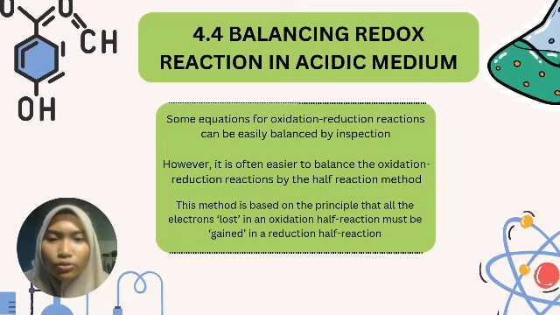Okay, so now we go to the last subtopic, which is 4.4, balancing redox reaction in acidic medium. Some equations for oxidation reduction reactions can be easily balanced by inspection. However, it is often easier to balance the oxidation reduction reactions by the half reaction method. This method is based on the principle that all the electrons lost in an oxidation half reaction must be gained in a reduction half reaction.